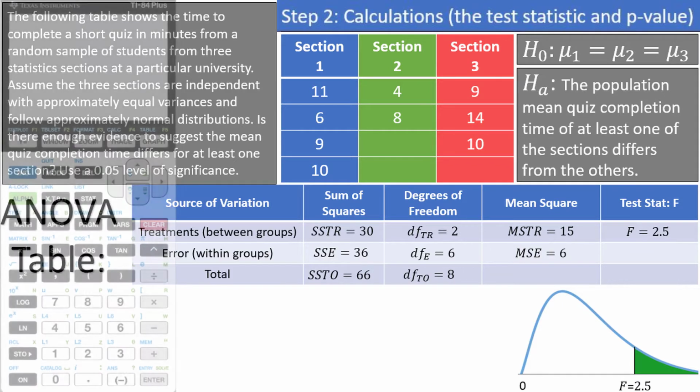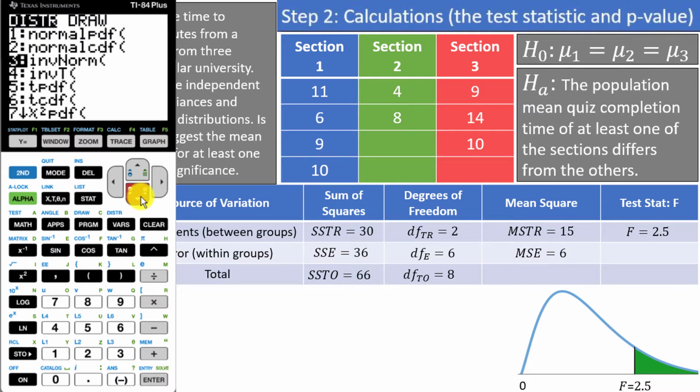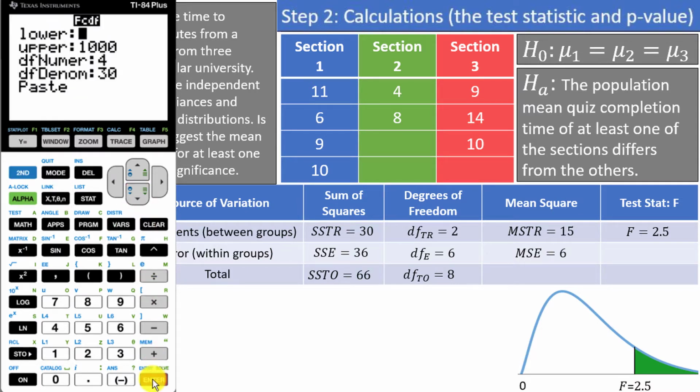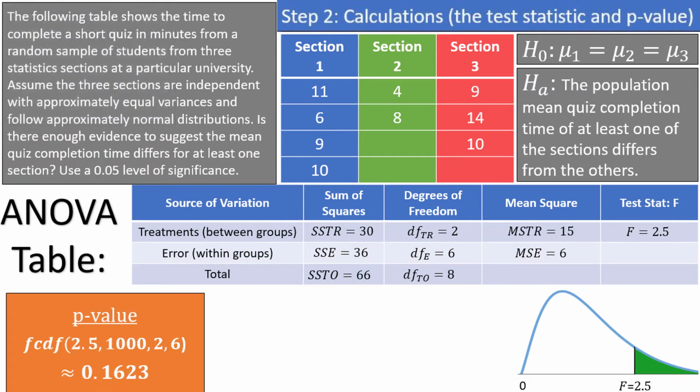We can verify the p-value from the calculator by going to second, distribution, scroll down to get to FCDF, enter the lower bound as the F statistic of 2.5, and the upper bound of 1000 to represent positive infinity. The degrees of freedom numerator is 2 for the treatment degrees of freedom, and the degrees of freedom denominator is 6 for the error degrees of freedom. We get 0.1623, the same p-value that the calculator gave us earlier. This is also the area in the right tail of the distribution.